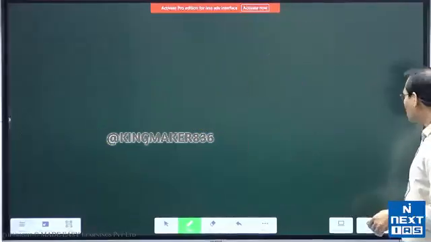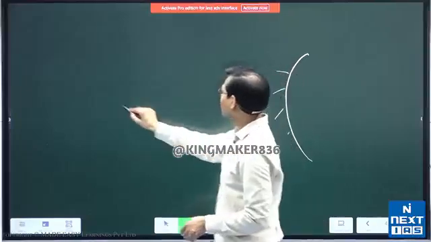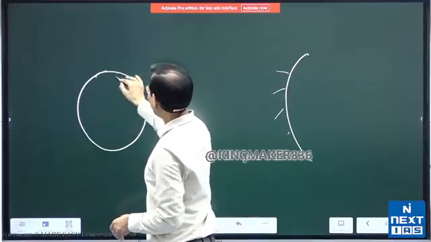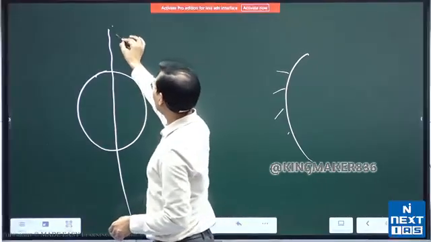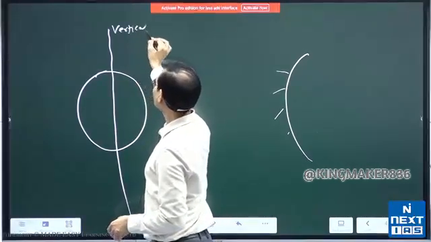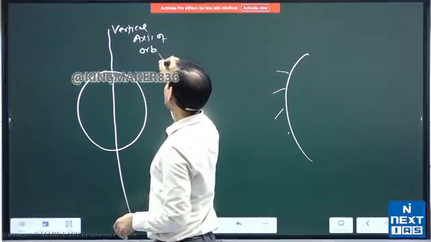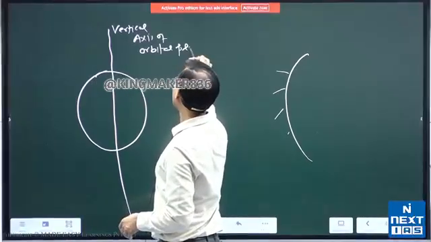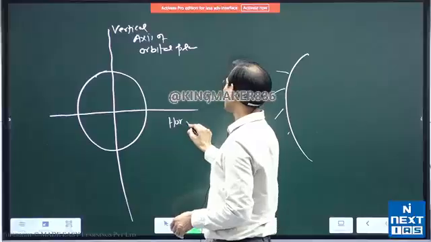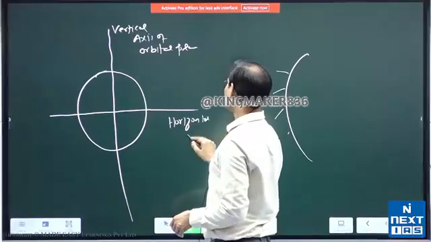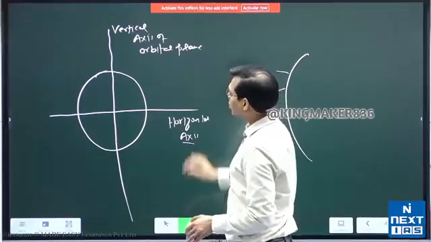For example, your question: suppose this is the Sun, correct? This is our Earth. Then if I draw this line here, what kind of line is that? That is the vertical axis of the orbit. Orbital plane, correct? And which axis is this one? The horizontal axis of the orbital plane.